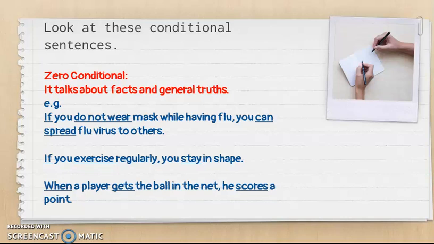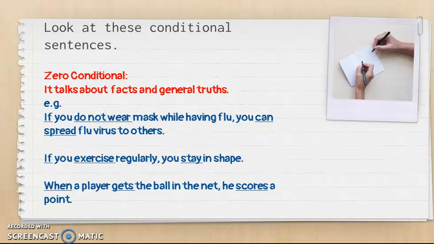Pay attention to the tense used in the zero conditional. For zero conditional, usually we use present tense. If you do not wear, look at those underlined words. Do not wear is a present tense. Can spread, also present tense. Exercise, present tense. When the player gets the ball, also present tense. Scores as well is present tense. So whenever we talk about facts or general truth, we use present tense.